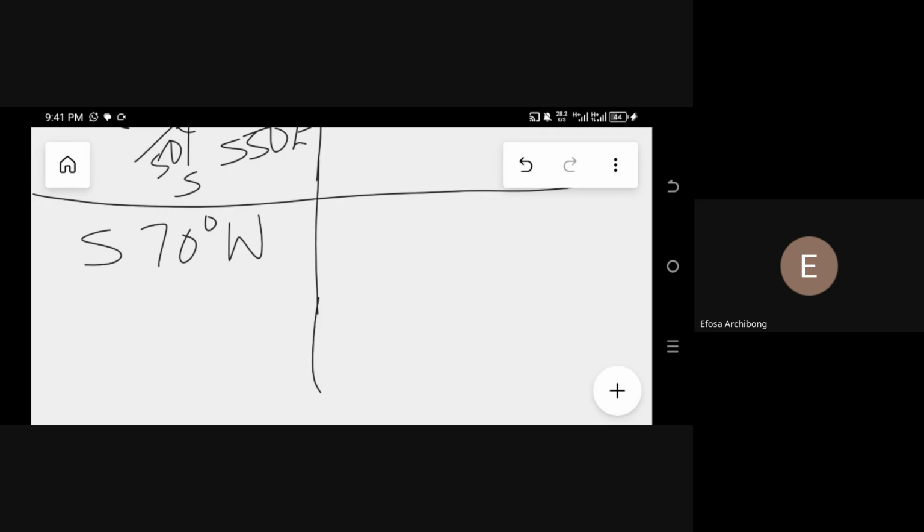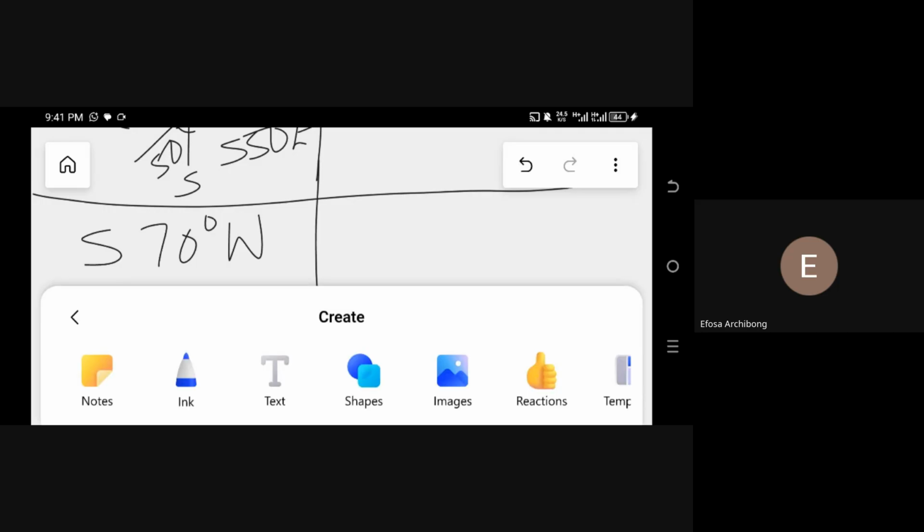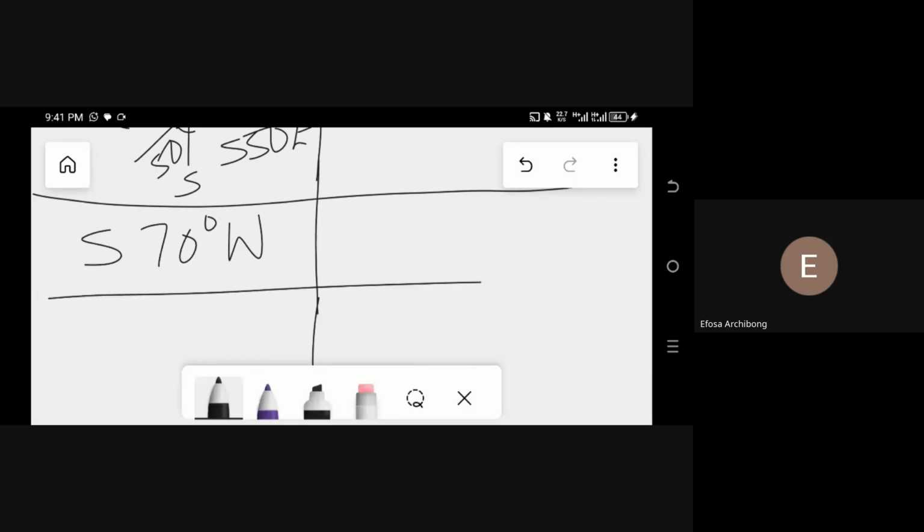Efosa, what would you prefer? Would you prefer to convert from compass to 3 digits, or would you like 3 digits to compass? Efosa.